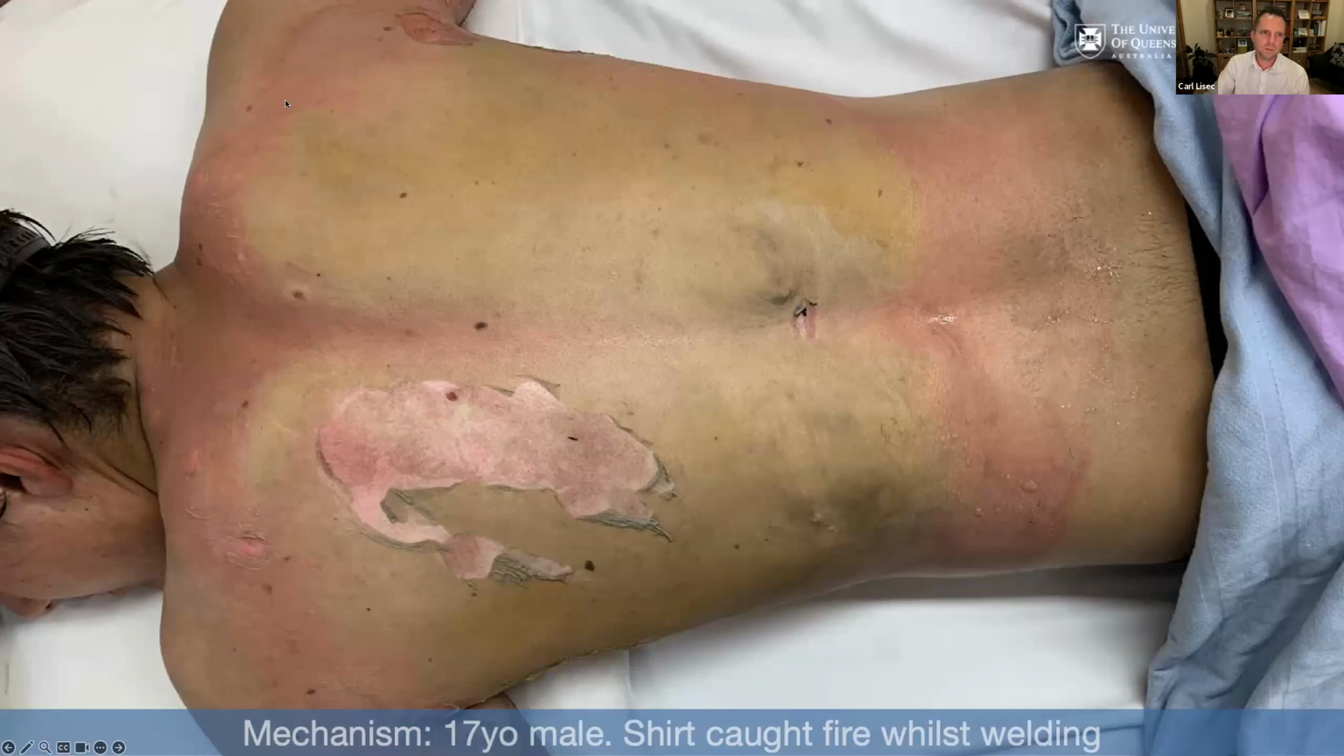So most of this guy's back is at least partial thickness. So it's not an epidermal burn. That's why I've ruled that out. I've ruled out superficial partial thickness purely based on the mechanism and the fact that the dermis appears pale and dry. And it's not really a red color, it's more of a pale sort of pink color. So I would say it's at least deep partial thickness.